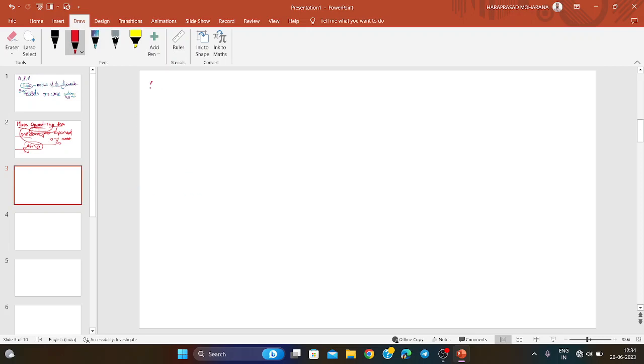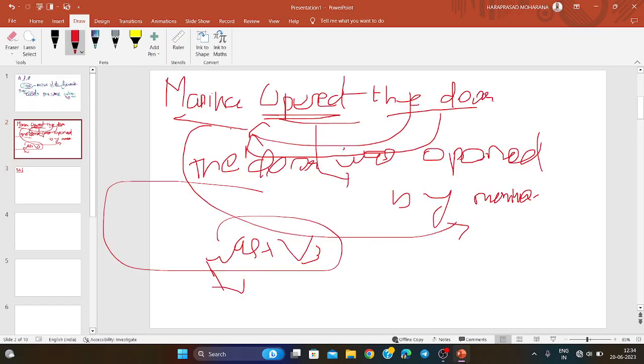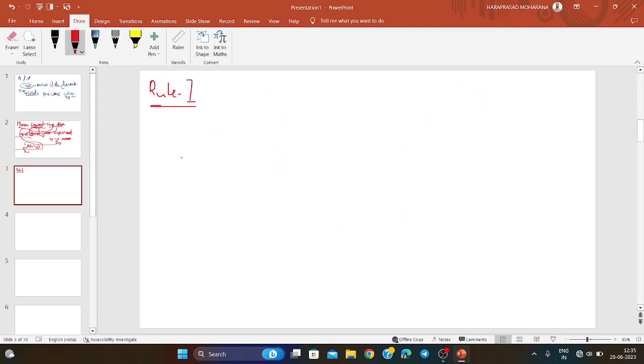Okay, so rule number one, note it down. Rule number one says the object of the verb in the active voice becomes the subject of the verb in the passive voice. As I have done here, the object of the sentence becomes the subject. You see, Monica opened the door. In the passive form, the door becomes the subject, and Monica, the subject earlier, becomes the object. The door was opened by Monica. I guess you now understood this.